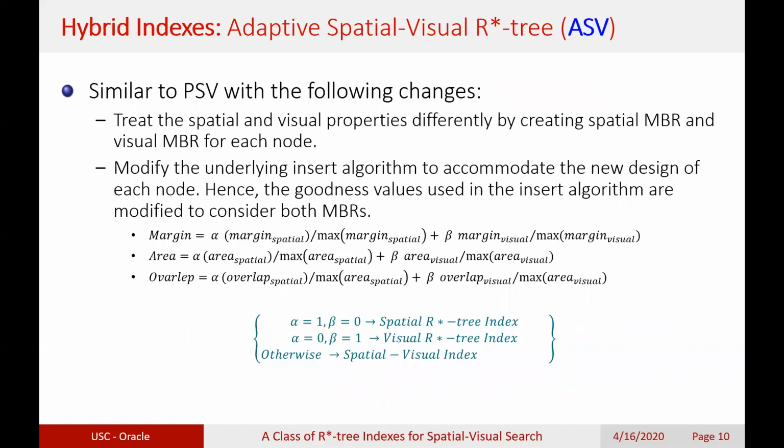When setting a full weight for spatial properties, the index becomes analogous to the spatial R-star tree. Meanwhile, when setting a full weight for visual properties, this index becomes analogous to the visual R-star tree index. In the case of street images, we found that it is better to set the weight for spatial properties to more than 0.5 to benefit from its unique characteristic.